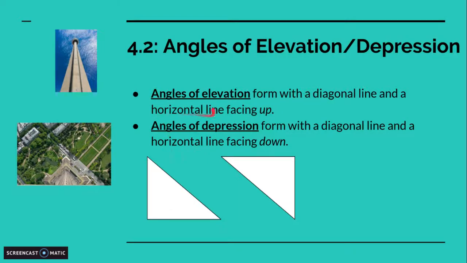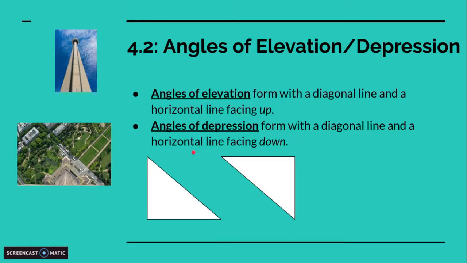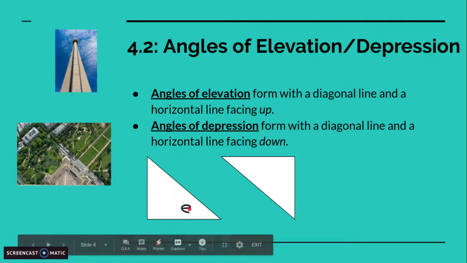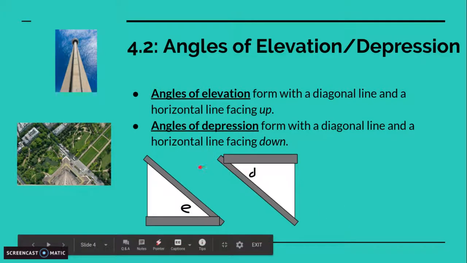And both of these, you're always forming by the diagonal line, which is basically just the hypotenuse, and always horizontal lines, never the vertical ones, because that can be confusing. The angle of elevation forms with the diagonal line and the horizontal line. And then for the angle of depression, horizontal line, diagonal line, down.